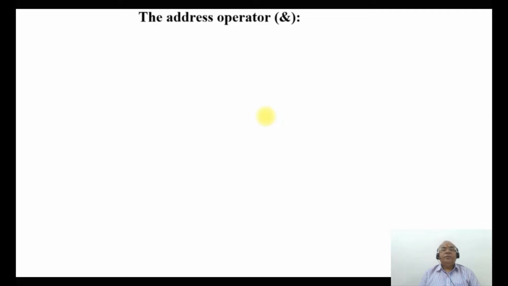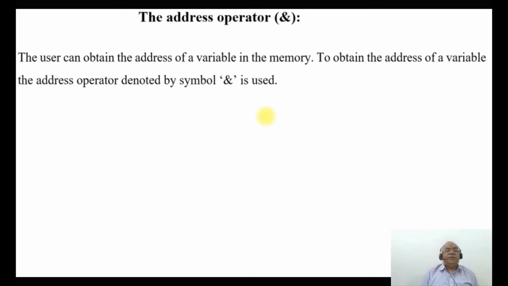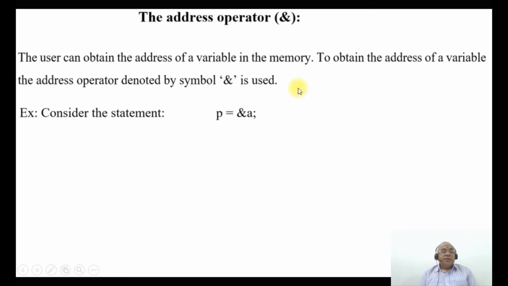Now, in this video, we are going to discuss the address operator and also the various operands. To do that, first we'll go for the address operator, which is ampersand. The user can obtain the address of a variable in the memory. To obtain the address of a variable, the address operator denoted by the symbol ampersand is used.